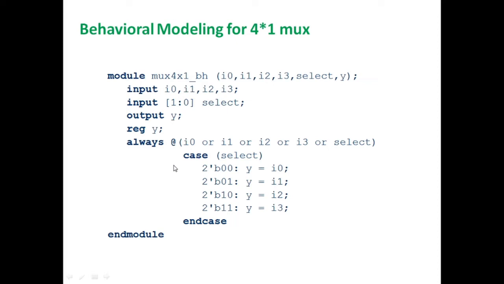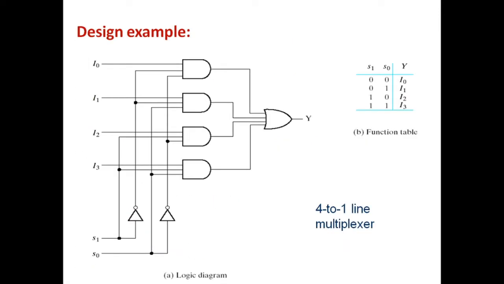and I didn't use assign as a keyword. I just followed the logic of the 4 cross 1 multiplexer. I have written the program such that it meets the functionality of my 4 cross 1 multiplexer.